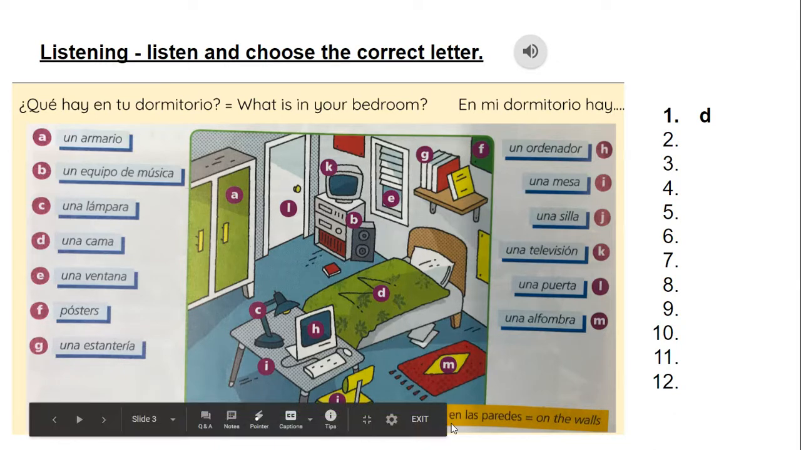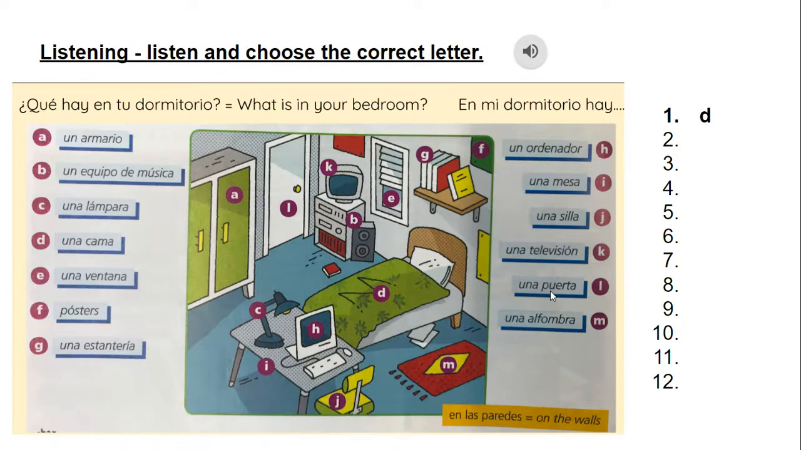And down here also in yellow, we've got a box that says en las paredes, on the walls. So think about what could they be talking about? What's on the walls? Well, there's a shelf on the wall. There might be a poster on the wall. So think about it carefully. A lot of this is logic.